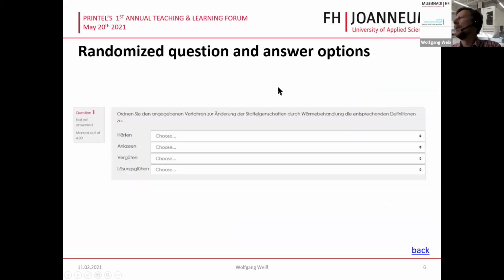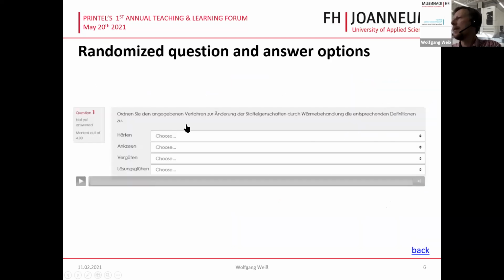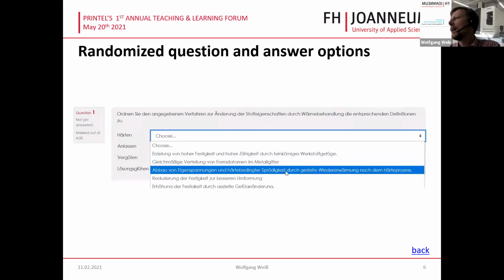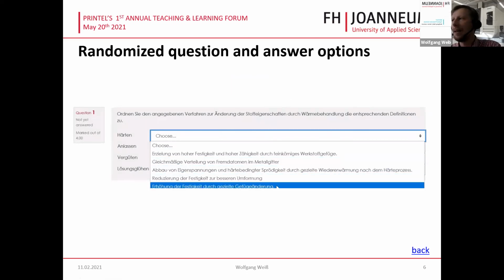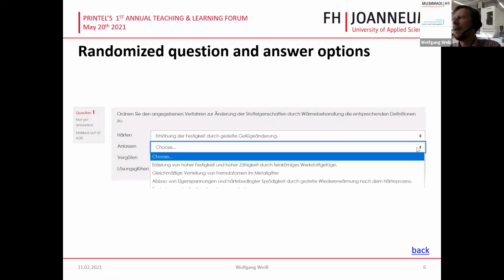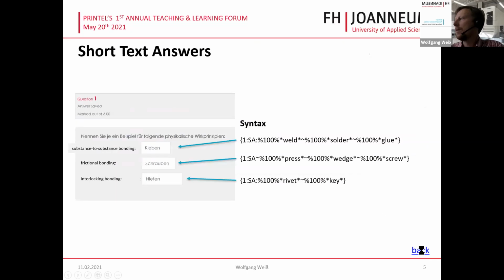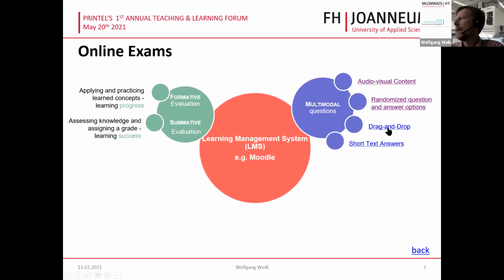Similarly, there's the option of randomized questions and answers. So for example, you can have a question here, it's in German because it was a German test, but you can choose from different answer possibilities for specific aspects. And the student needs to choose, of course, the right answers for these aspects. This is also one question type possible.